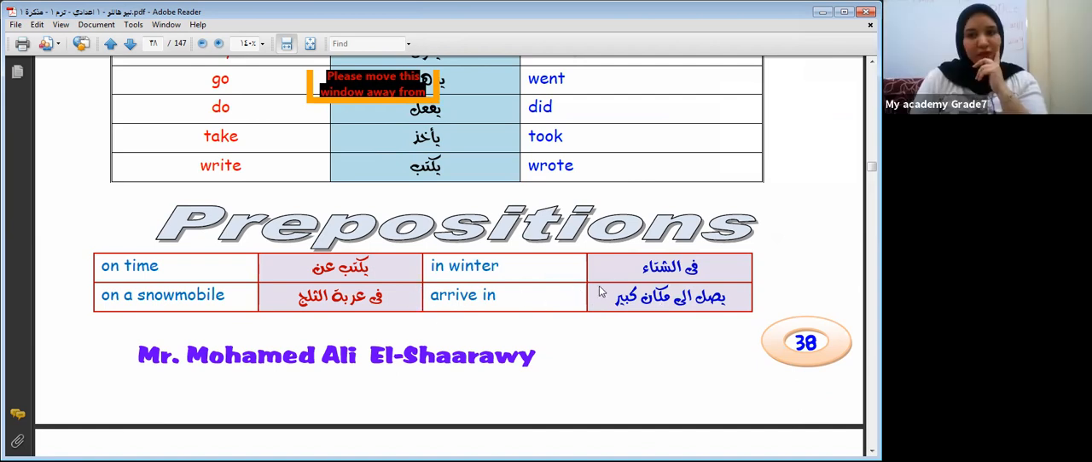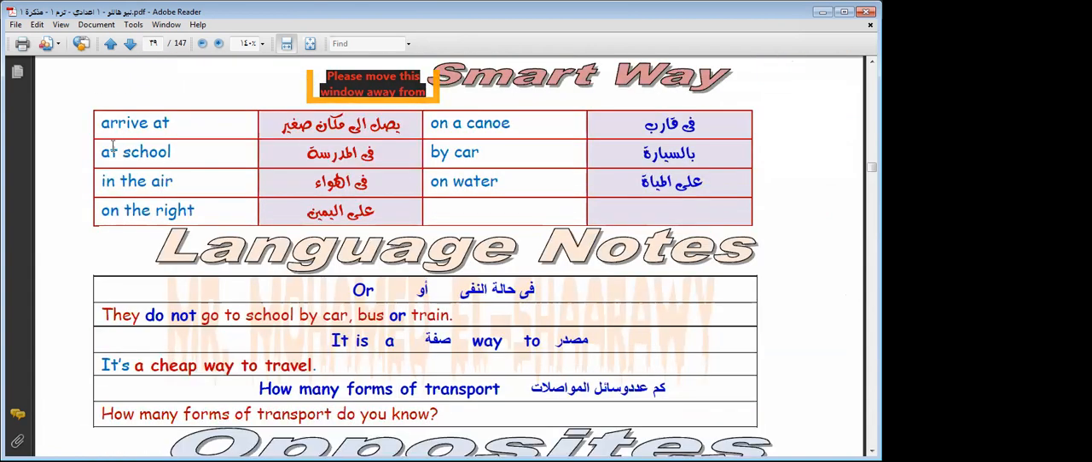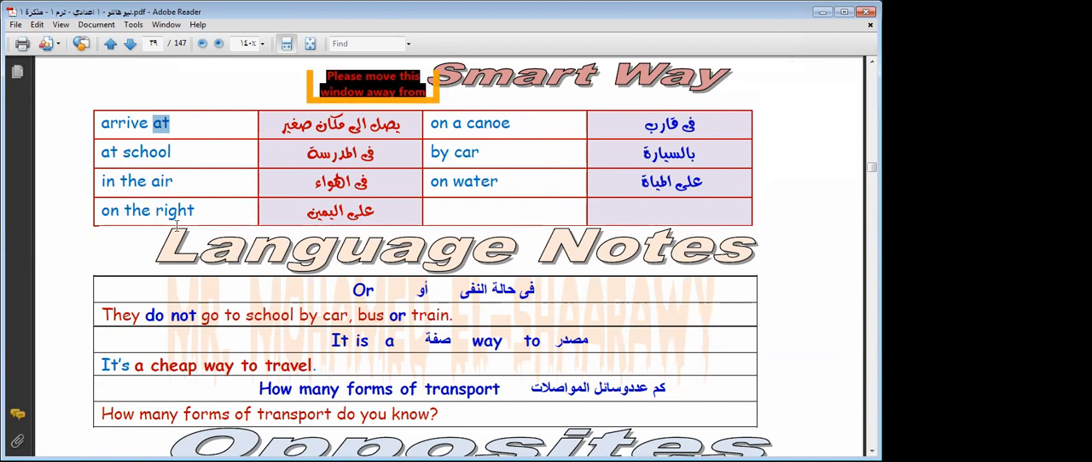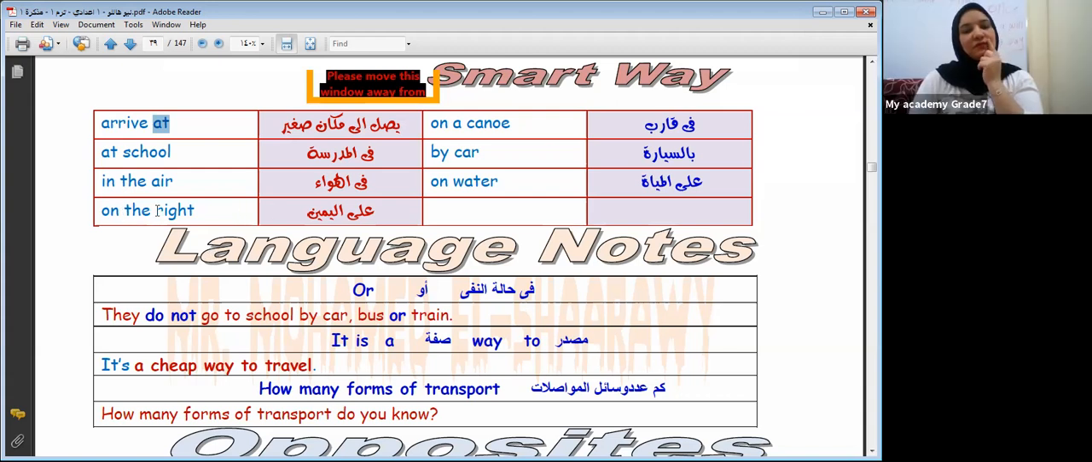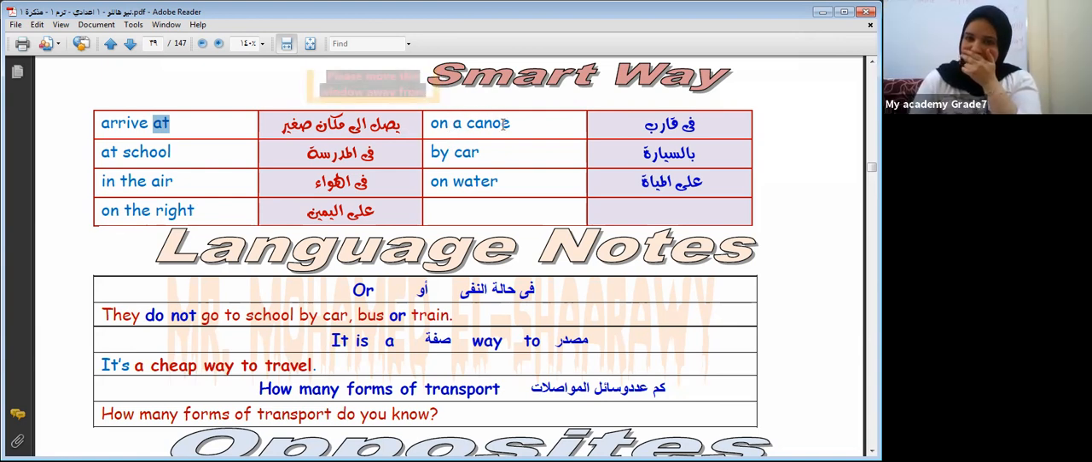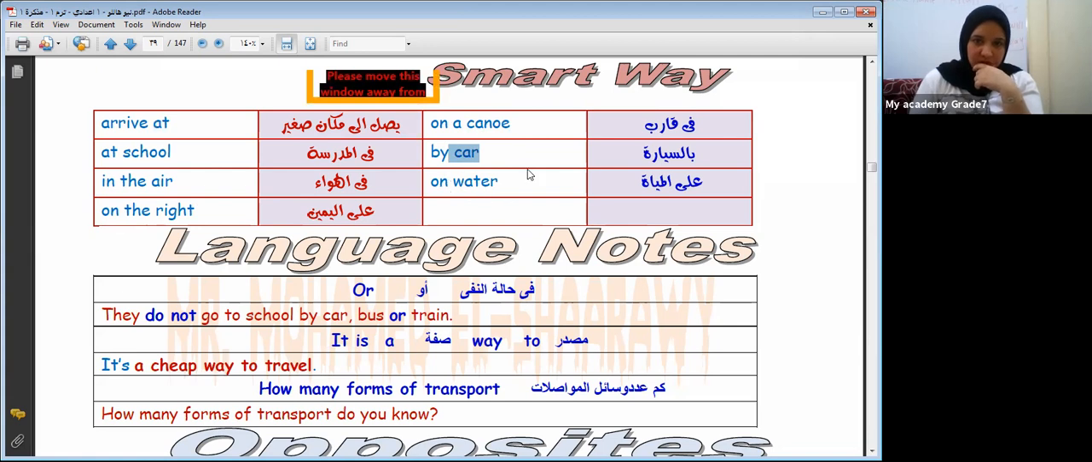Okay, Muhammad. Arrive in? Okay, let's complete. Arrive at. At school. In the air. If I have a word which starts with a vowel, like A, E, I, O, U, I say the, not the. In the air. On the right. On a canoe, by canoe, by car, on water. On water. It's very British, very British.